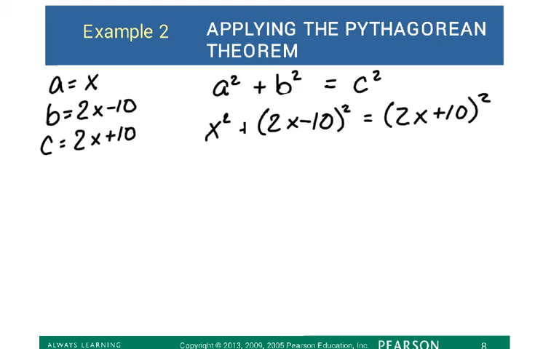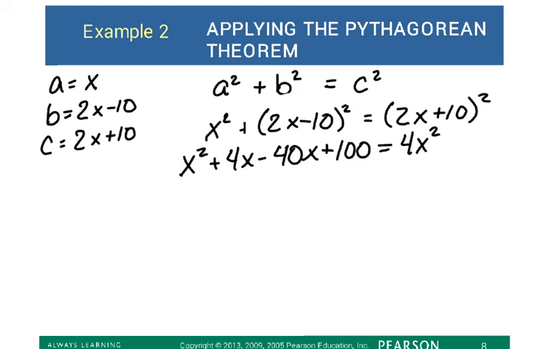So square this and square this. Multiply it out. FOIL it if you have to. But here's what I'm going to do. So x squared, that stays the same. And then we get 4x squared minus 40x plus 10, or sorry, plus 100. And that's equal to 4x squared plus 40x plus 100.